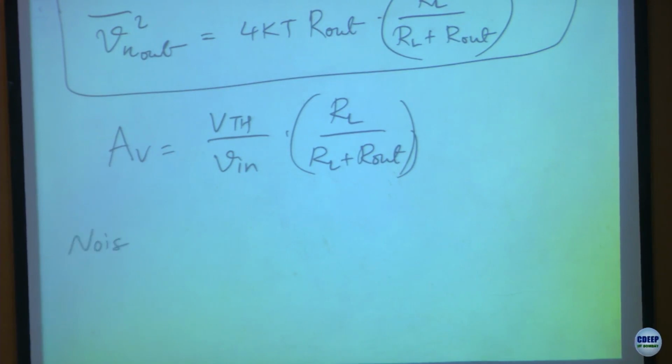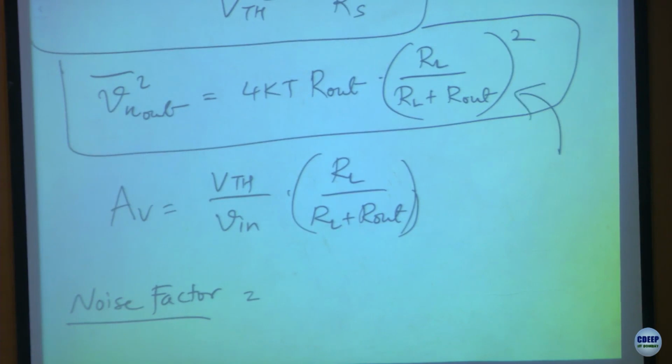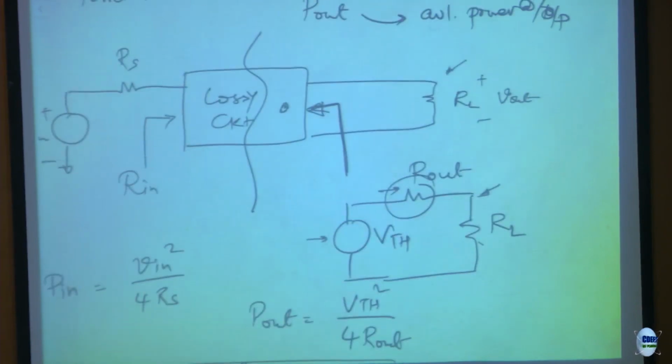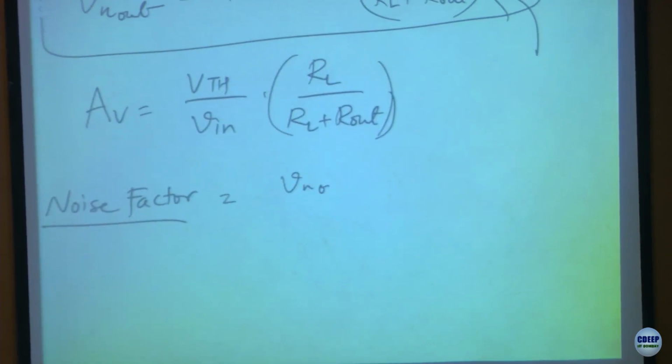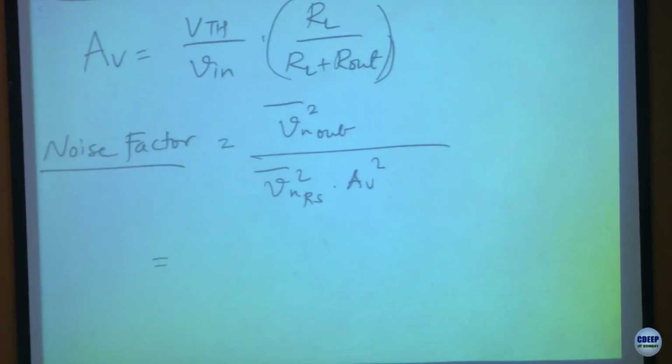So noise factor of this circuit is going to be total output noise. What is the total output noise? This, right? Because we are looking at this circuit and we are looking at the output impedance, the real part of the output impedance, and that will give rise to noise. So that's going to look like VN out square, and then what's the input noise is going to be VN due to RS square times AV square. Okay. So we can write the terms that we just did, which would be 4 KT R out.